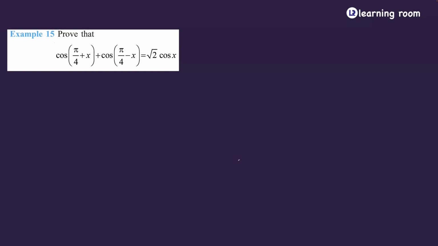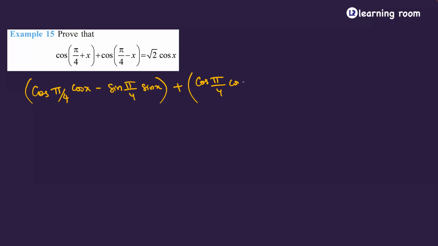So all that we need to do is apply the formula of cos of a plus b. For the first one, what is it going to be? Cos a cos b minus sin a sin b, right? Plus this will be cos a cos b plus sin a sin b. Okay. Now, if you observe, cos pi by 4 is 1 by root 2.